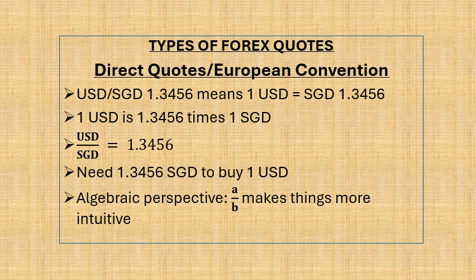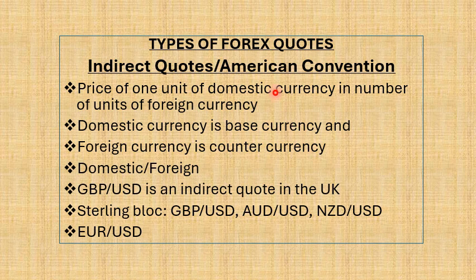Let's now discuss the indirect quotes or the American convention quotes. An indirect quote expresses the price of 1 unit of the domestic currency in number of units of the foreign currency. Domestic currency is the base currency and the foreign currency is the counter currency. That is, the quote is domestic versus foreign. For example, GBP USD is an indirect quote in the UK, USD being the foreign currency. For our discussion, the USD is the foreign currency, which is the counter currency.